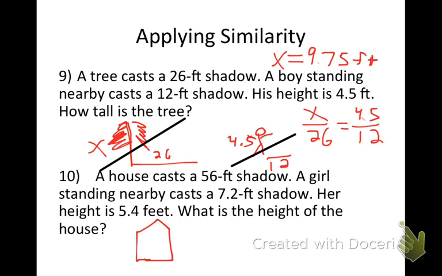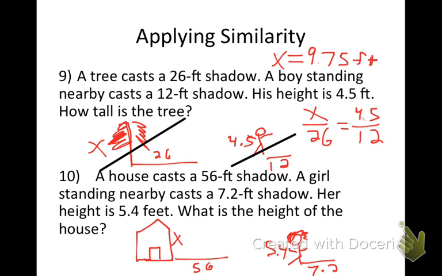Number 10, I have a house. Okay, there's my house. House casts a 56-foot shadow. A girl standing nearby casts a 7.2-foot shadow. Her height is 5.4 feet. What is the height of the house?